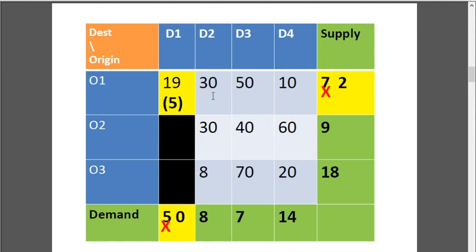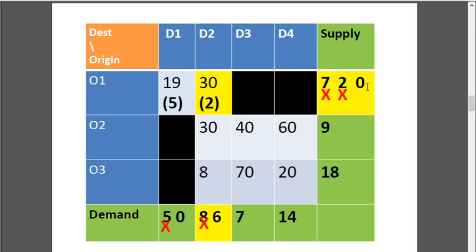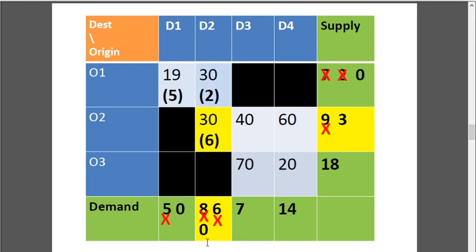Next, move on to the next adjacent cell. Again, from the supply 2 units, I can satisfy only 2 units, satisfy it. If the supply becomes 0, delete the remaining cells in that respective row. Then move on to the next adjacent cell. Now the supply is 9, demand is 6, so I can satisfy the entire demand, satisfy it. Since the demand becomes 0, delete the remaining cell, move on to the adjacent cell.